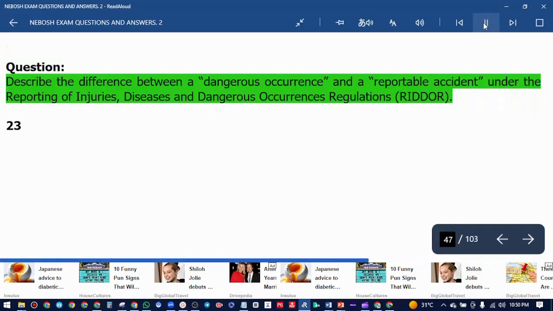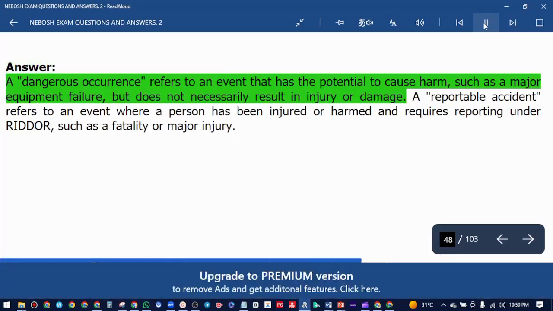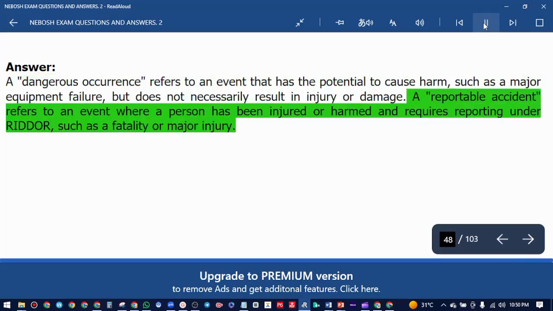Question 23. Describe the difference between a dangerous occurrence and a reportable accident under the Reporting of Injuries, Diseases and Dangerous Occurrences Regulations, RIDDOR. Answer. A dangerous occurrence refers to an event that has the potential to cause harm, such as a major equipment failure, but does not necessarily result in injury or damage. A reportable accident refers to an event where a person has been injured or harmed and requires reporting under RIDDOR, such as a fatality or major injury.